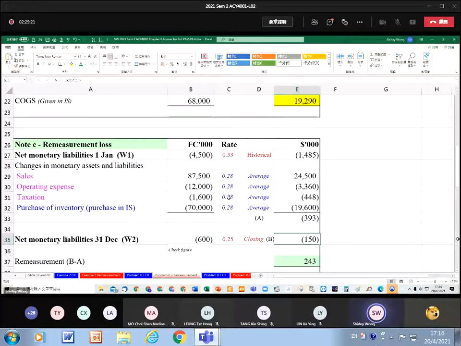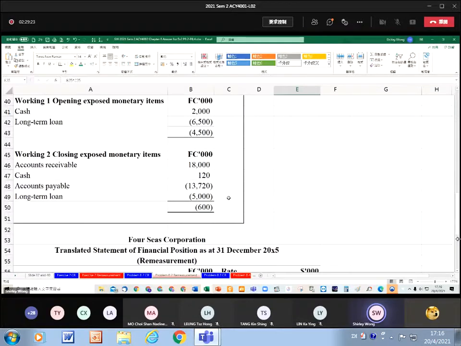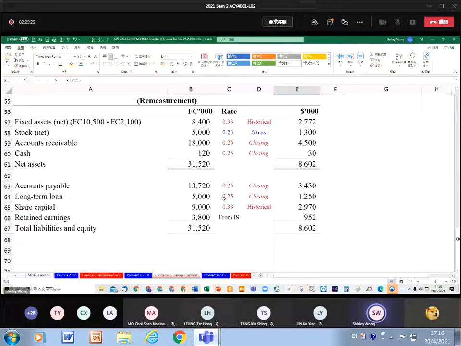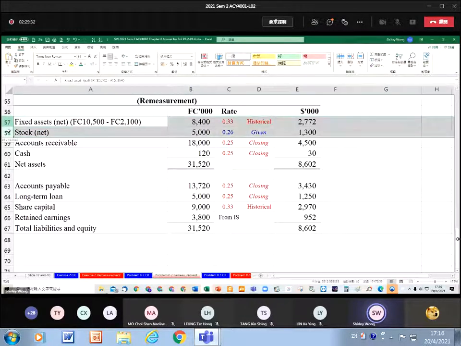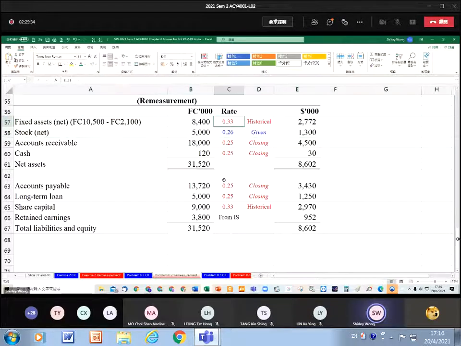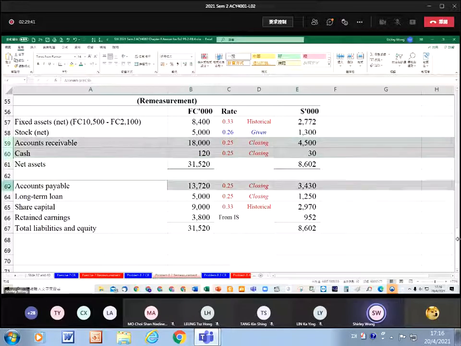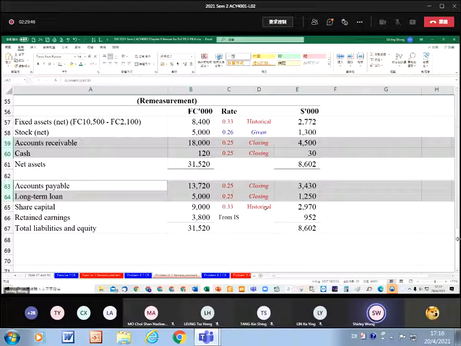So for the statement of financial position, let's have a look. Simply, we do not have too many items here. We just have fixed assets and stock, and for these two items we will use the historical rate. One is the acquisition date rate. One is the given average rate of the closing inventory. And then for the items that are monetary assets and monetary liabilities, we will use the closing rate. Share capital, we use the historical rate. Retained earnings, we just copy from the income statement. Then you can get the remeasured statement of financial position.